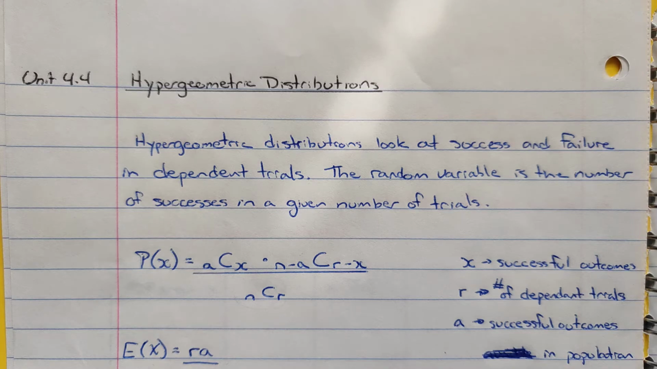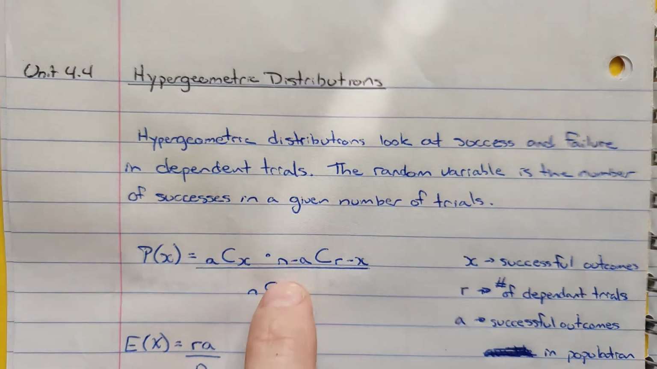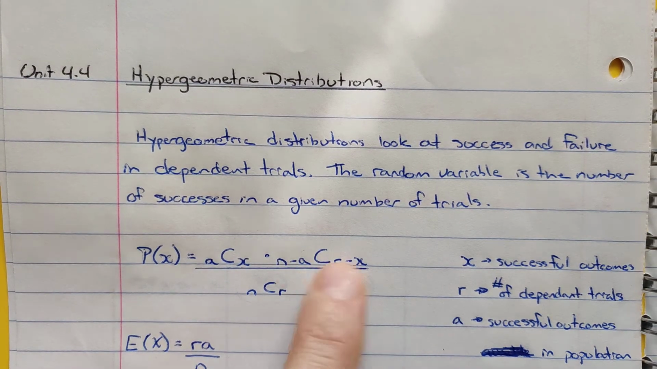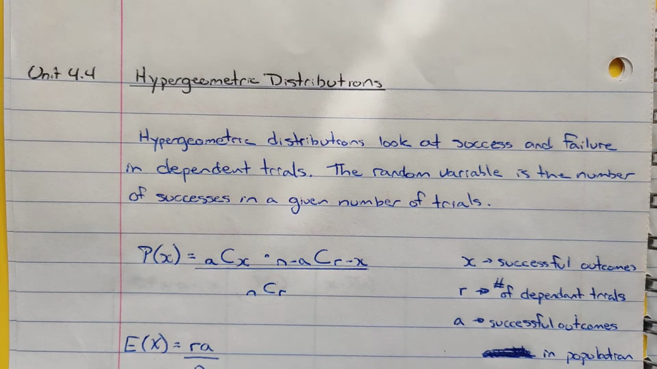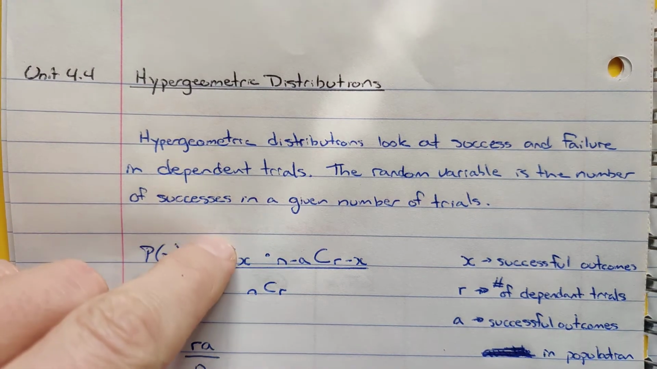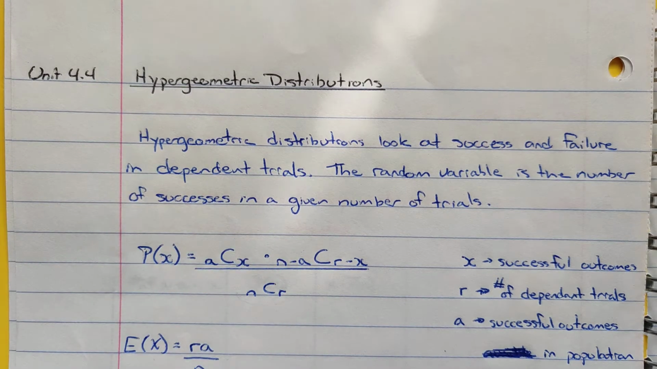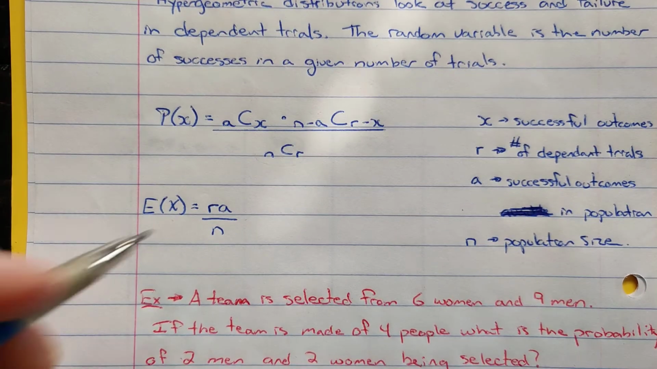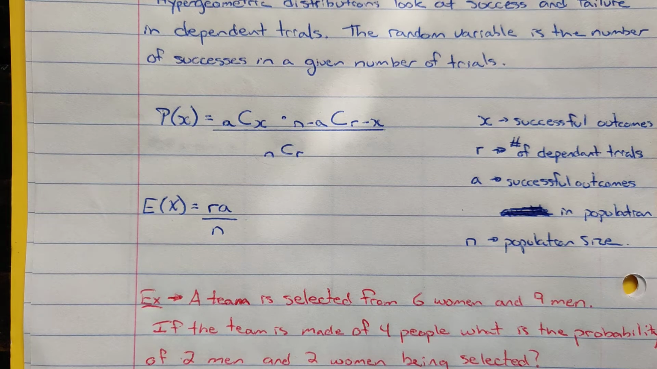The probability of any given trial being successful would be given by the equation A choose X times N minus A choose R minus X over N choose R, which sounds really complicated, but in general, it's just how many ways can we get what we want on the top divided by how many ways we can make it up in total. We've done this before with our combinations unit, so this isn't really something new. And just adding on now, our expected value is the number of dependent trials times the successful outcomes in the population divided by the population size.